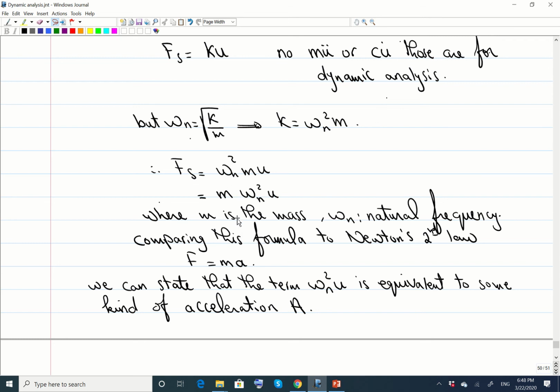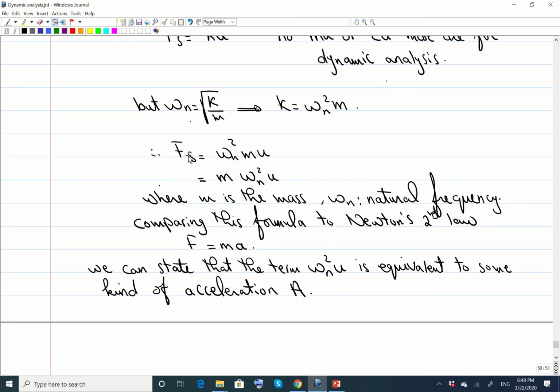So as you see here, a force that is equal to mass multiplied by this quantity, omega n squared u. Also, you know that Newton's second law says that F is equal to ma. Comparing these two formulas, F equals m multiplied by something, that means that this something is kind of equivalent. It's not the acceleration, but it's equivalent to an acceleration. We call this a pseudo acceleration.